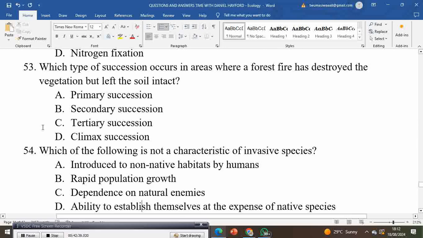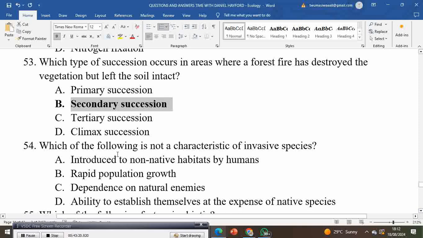Now, question number 53. Which type of succession occurs in areas where a forest fire has destroyed the vegetation but left the soil intact? Primary succession, secondary succession, tertiary succession, primal succession. In this case, the disturbance is a forest fire. What is your best shot? B, secondary succession.